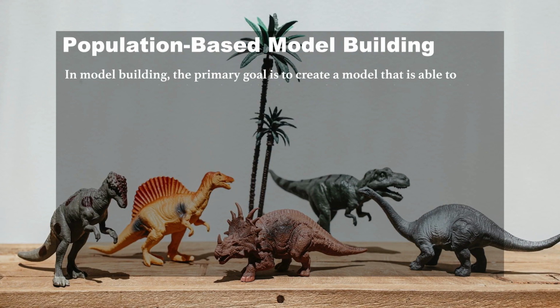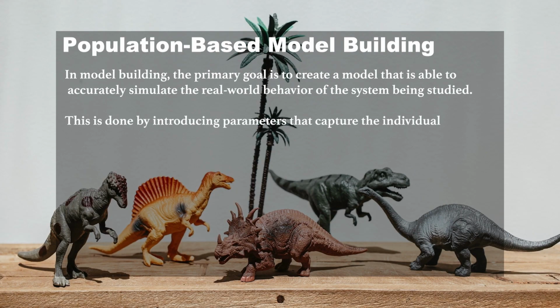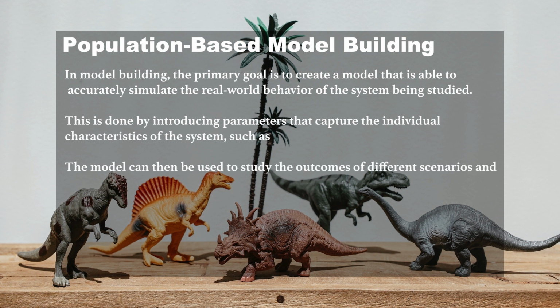In model building, the primary goal is to create a model that is able to accurately simulate the real world behavior of the system being studied. This is done by introducing parameters that capture the individual characteristics of a system, such as initial population size, rate of population growth, interaction strength between species, and environmental factors. The model can then be used to study the outcome of different scenarios and to investigate the effect of changing parameters on the population dynamics.